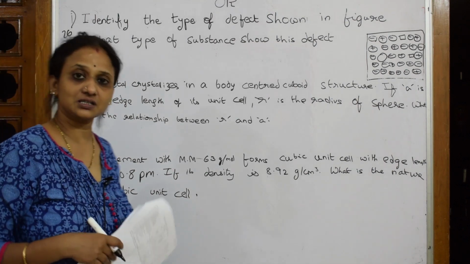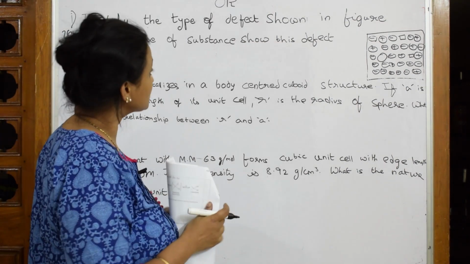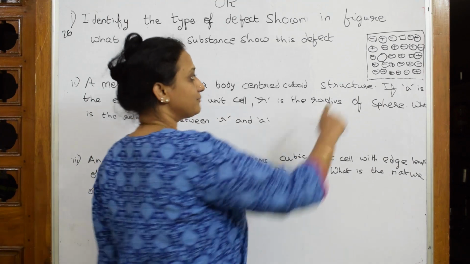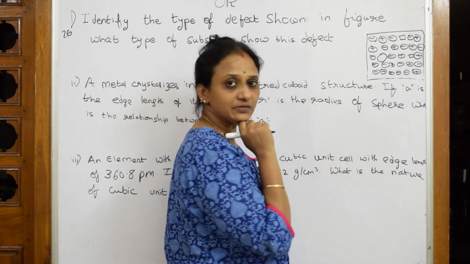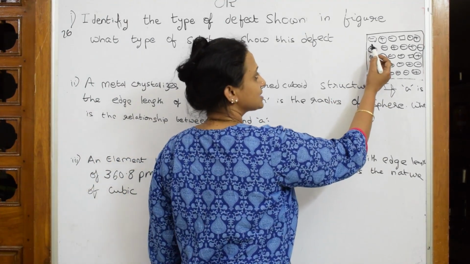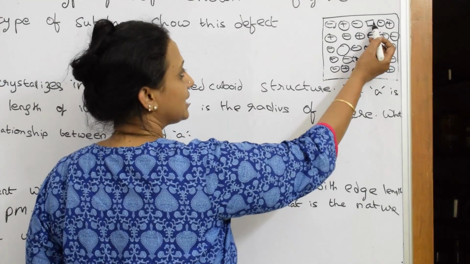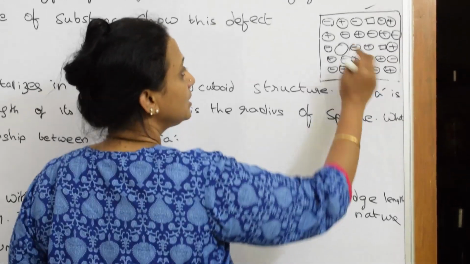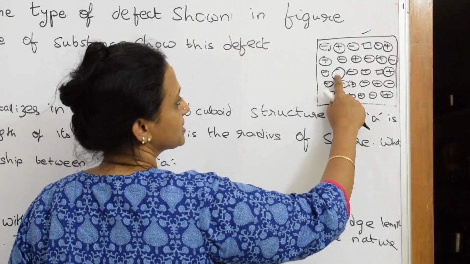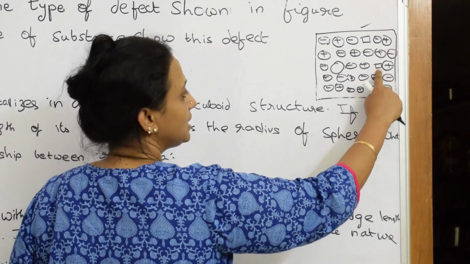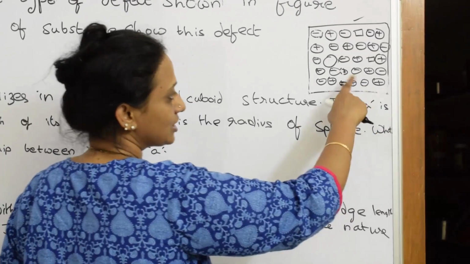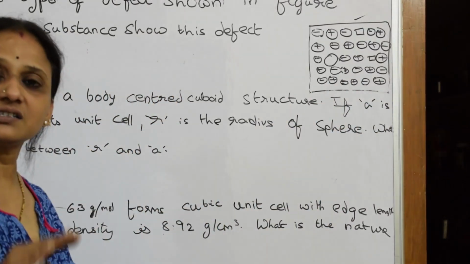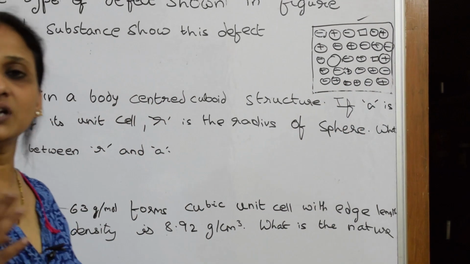What type of substances show this defect? Now if I have to see this defect, what are you observing? Basically in the lattice site, anion, cation, anion, cation. Okay, cation is missing, then again anion, cation, like that. When I move around here, again there is cation missing. Just see here, there is anion missing, again there is cation missing. So what are you observing? There is an equal loss of cation and anion.